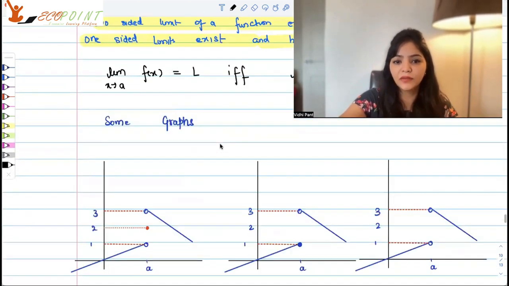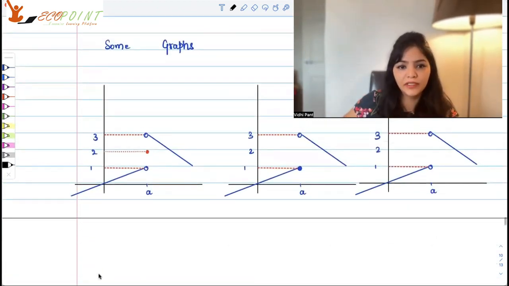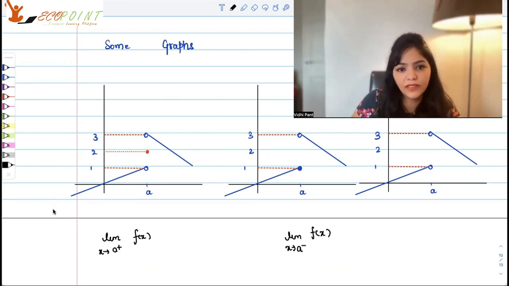Let us further look at some graphs and see whether the limit exists or not, or what we can talk about two-sided limits and one-sided limits in these graphs. Clearly, with these graphs, we can talk about the limit as x tends to A plus of this function f(x). We don't have the functional form. I've just given you the graph. What is the limit as x tends to A minus of f(x)? So the first graph, I'm going to quote it as 1.